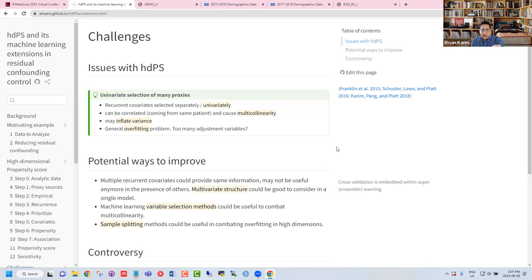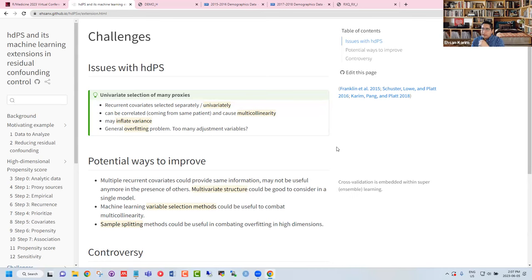So in a multivariate structure, the list of confounders may change, because some of these confounders are already present in the model, so the rest of the confounders are not useful anymore. That is why it is very important to think about the structure of multivariate modeling so that this type of problem does not occur.